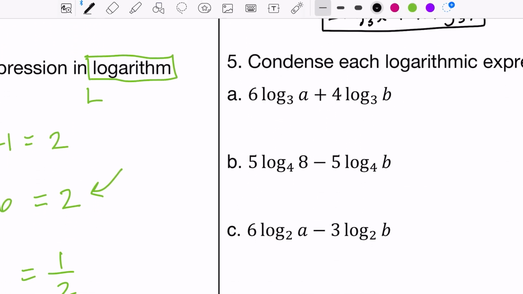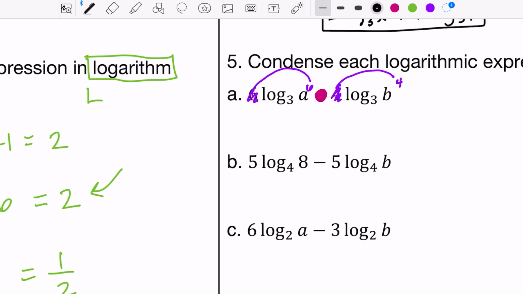So this says, again, to condense. So the first thing we're going to do is take that 6 and put it right there. Take that 4 and put it right there. So those are no longer there. Then we're going to take that addition and make it multiplication.